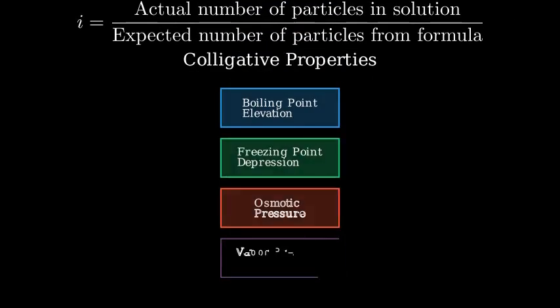But what are colligative properties? These are properties of solutions that depend on the number of solute particles, not their nature. They include boiling point elevation, freezing point depression, osmotic pressure, and vapor pressure lowering.